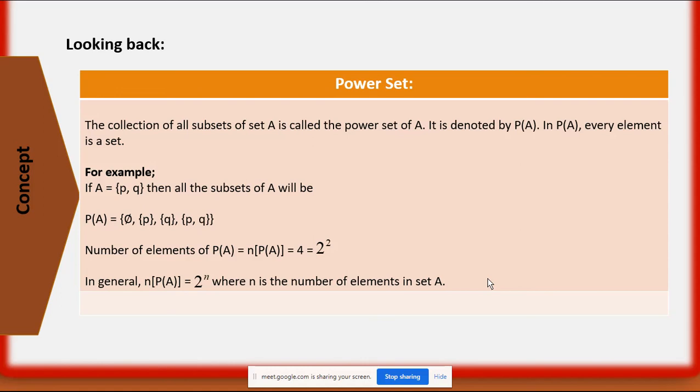Pravesh, 9 or 8? Don't be confused. If you put 9, that is absolutely wrong. 8 is the right answer because we have to calculate 2 to the power 3. 2 to the power 3 means 2 multiplied by 2 multiplied by 2, which is 8. So 8 is the correct answer. In this way, we can find the possible number of subsets from a given set.